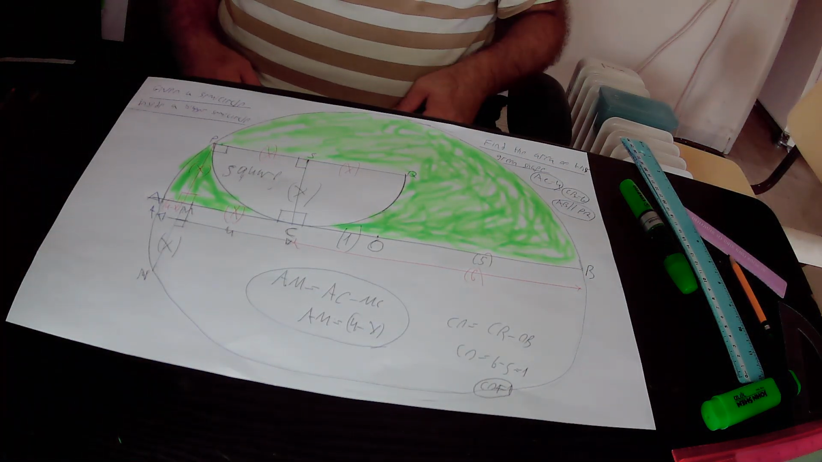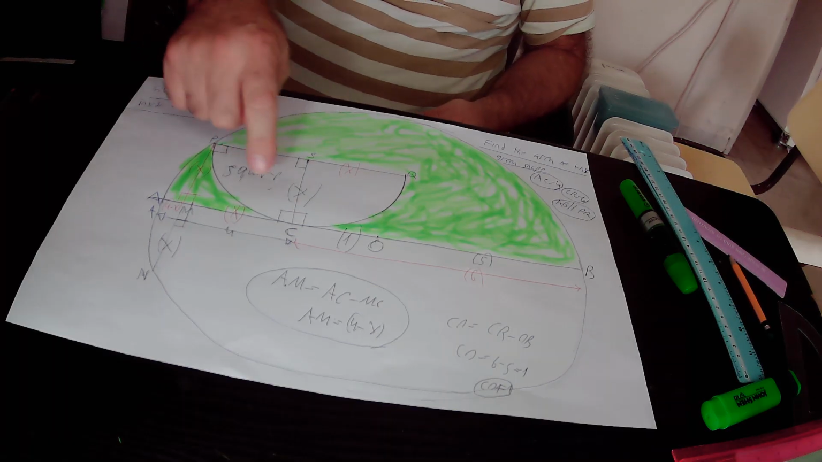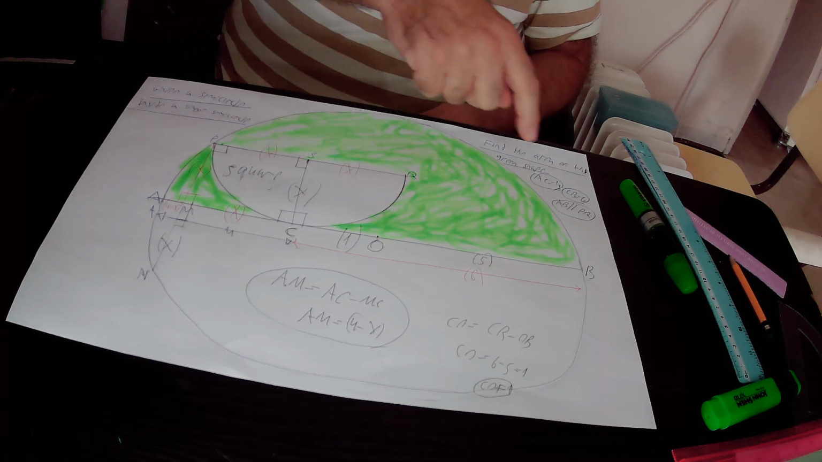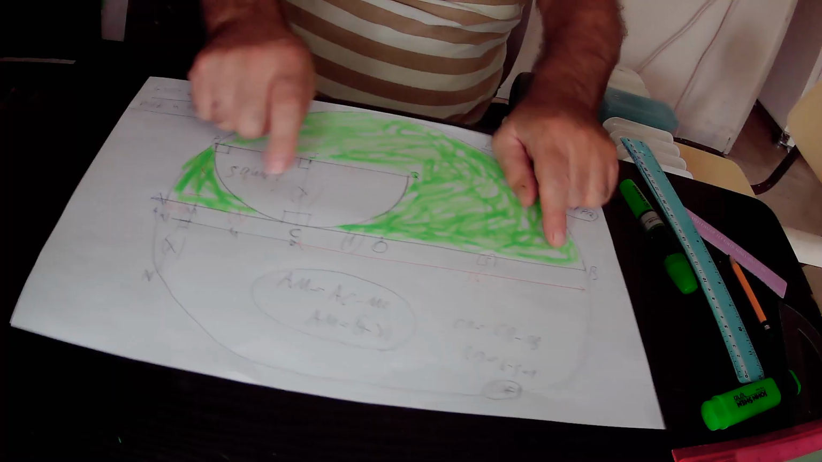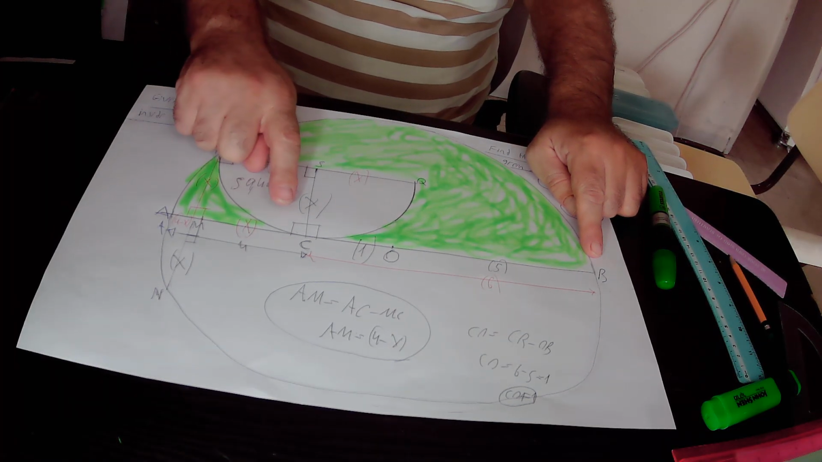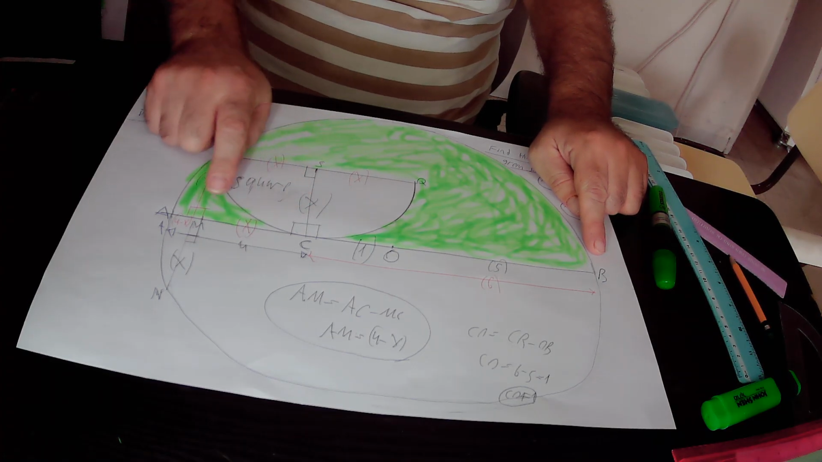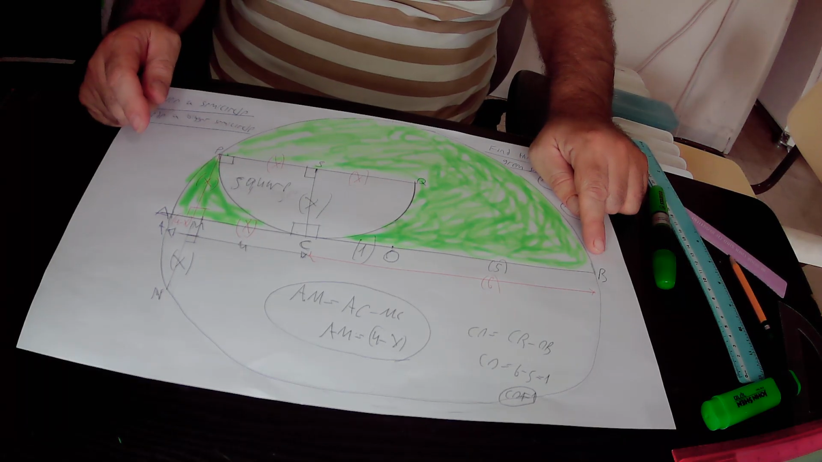So first of all, we define the center of this small semicircle, this point is point S. We define the center of this big semicircle, this point is point O. AB is the diameter of this big semicircle. AB in total equals AC, that is 4, plus CB, that is 6. So AB in total equals 4 plus 6, that is 10.